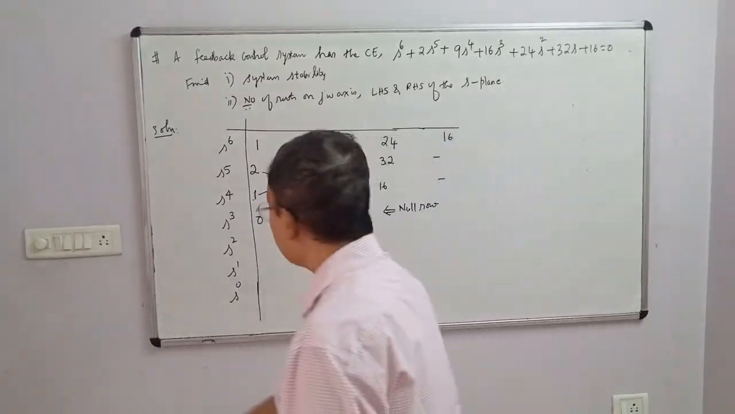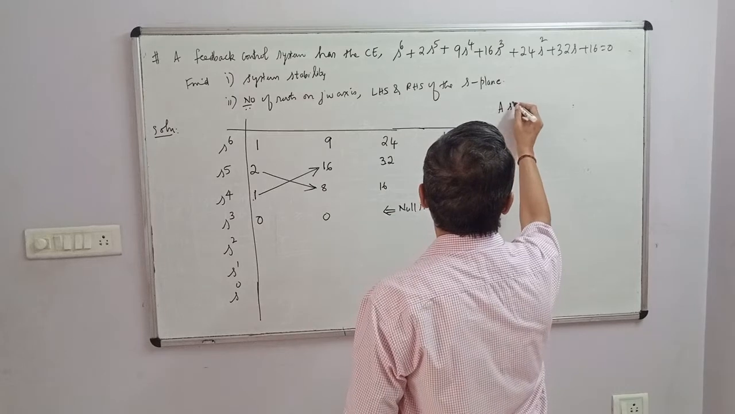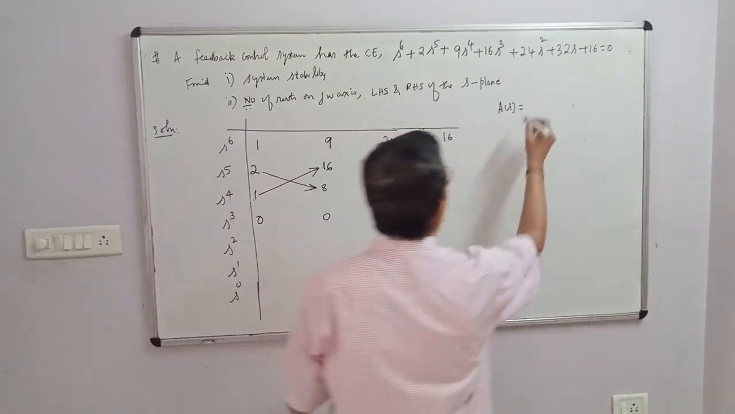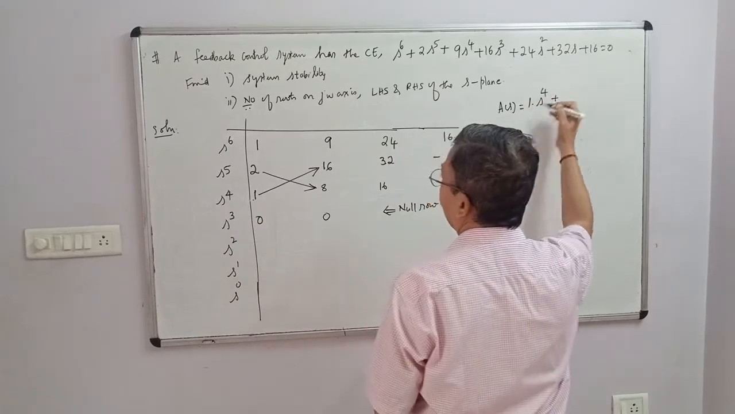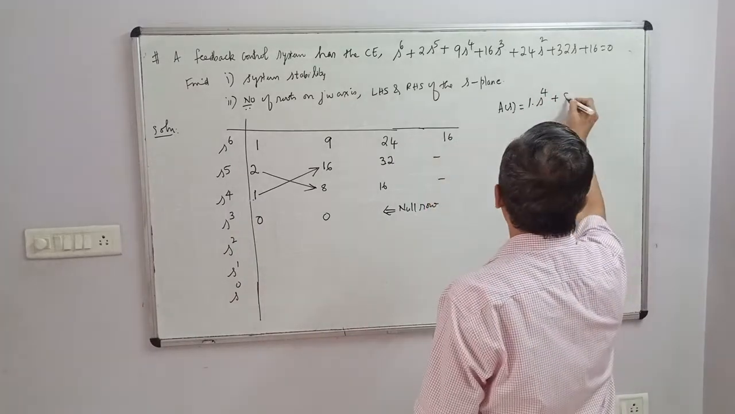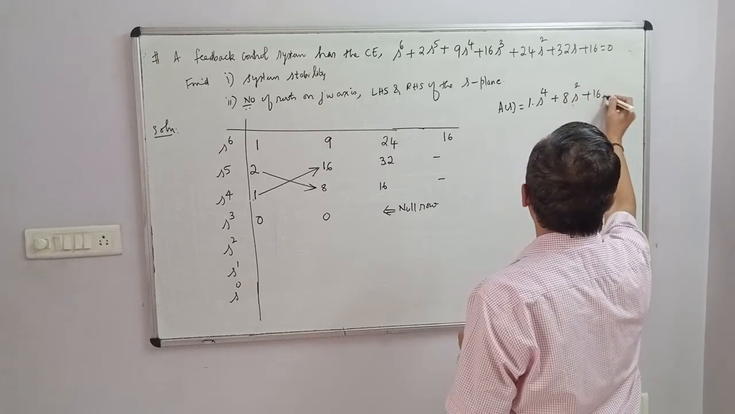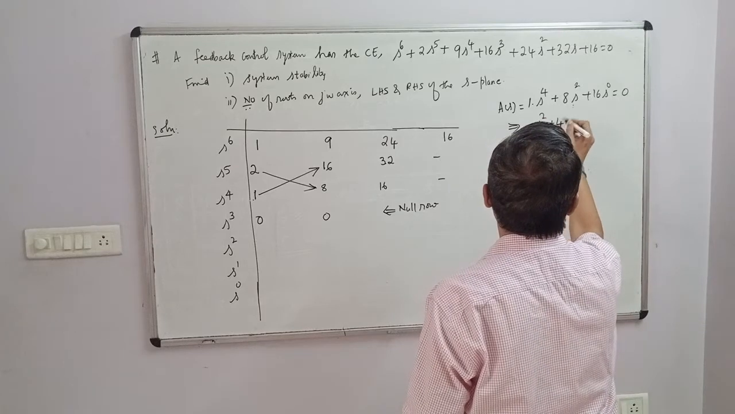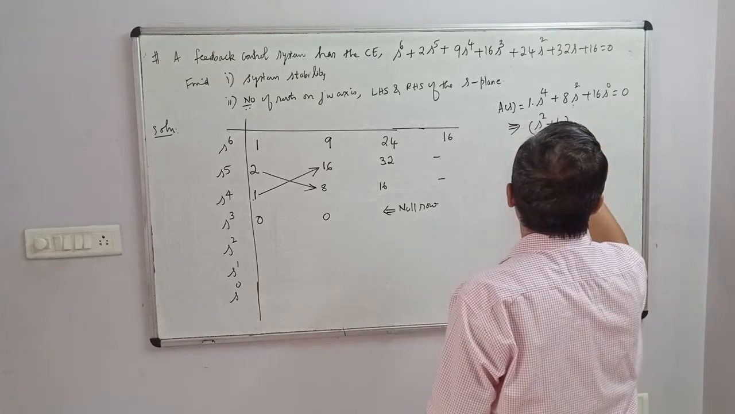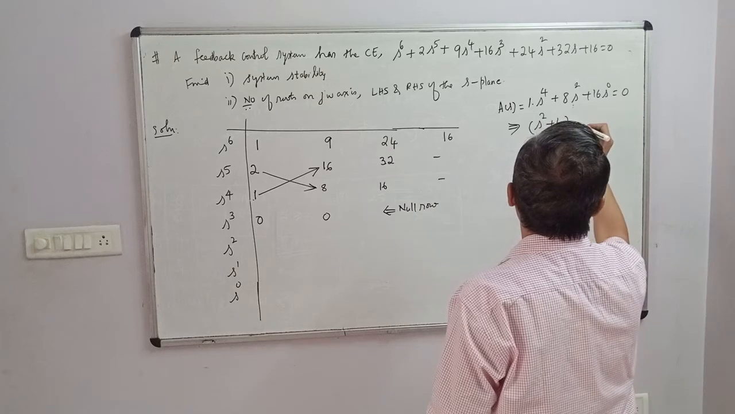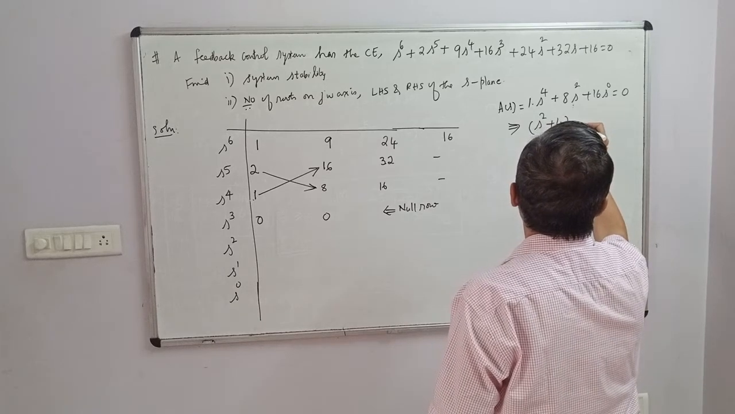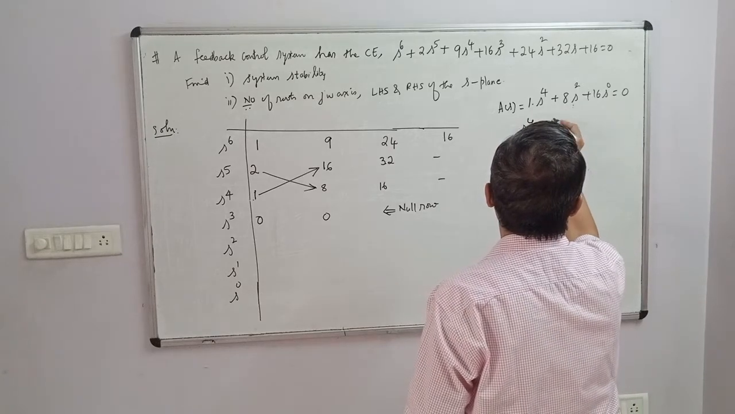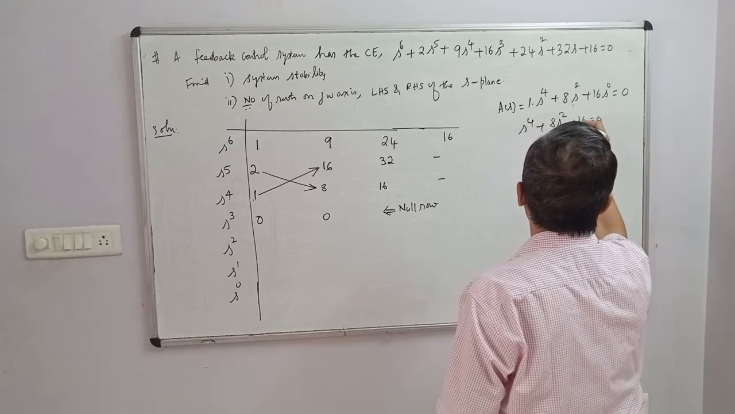So what is A of S? A of S is the auxiliary equation. This is formed using the elements above the null row. What is it? 1 into s to the power 4 plus 8 into s square plus 16 into s to the power 0 equal to 0. So what is the factorization of this? This is s to the power 4 plus 8s square plus 16 equal to 0.